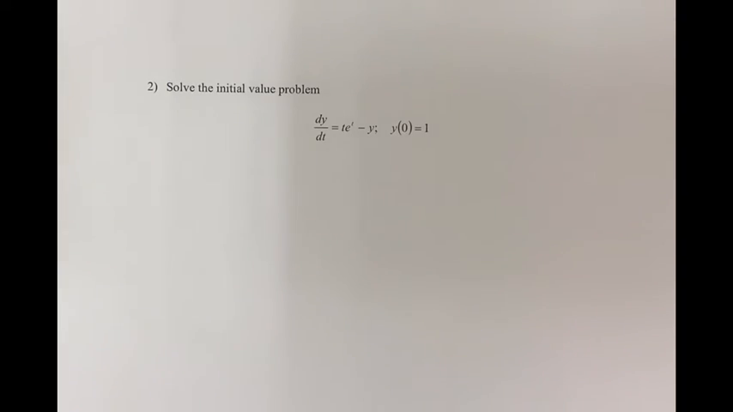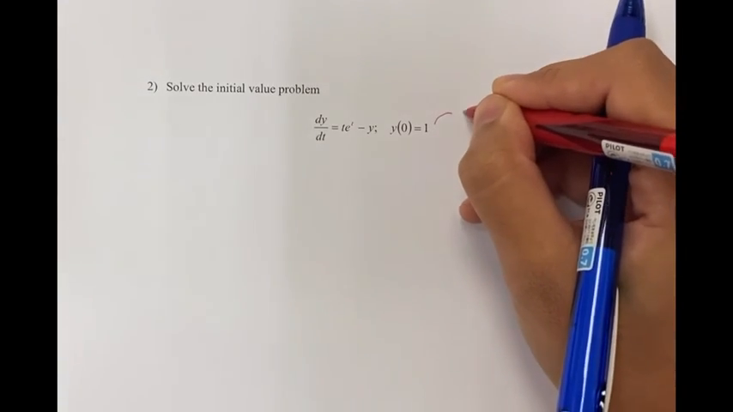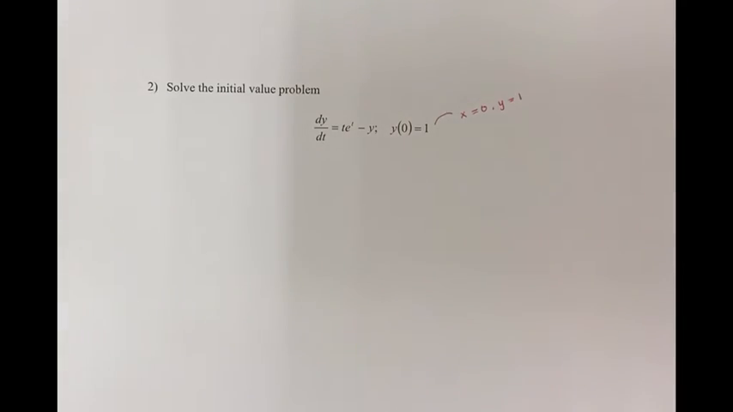Okay, for the very last example in this video, we have an initial value problem. Solve the initial value problem dy over dt equal to t e^t minus y, with the initial condition y(0) equal to 1. For this one, you know it means when t equal to 0, your y is equal to 1.